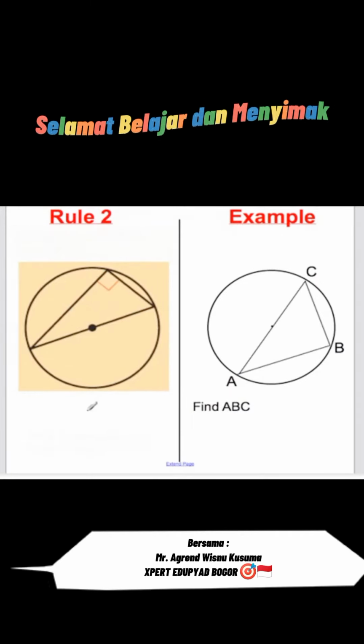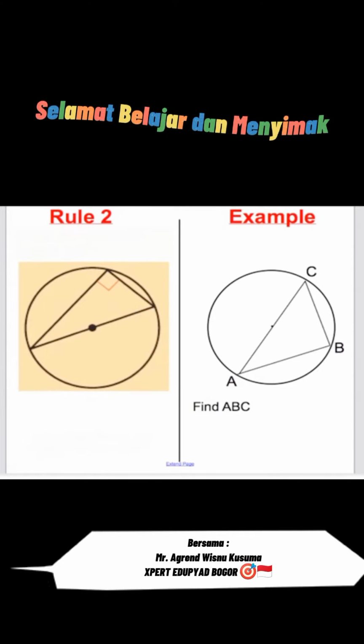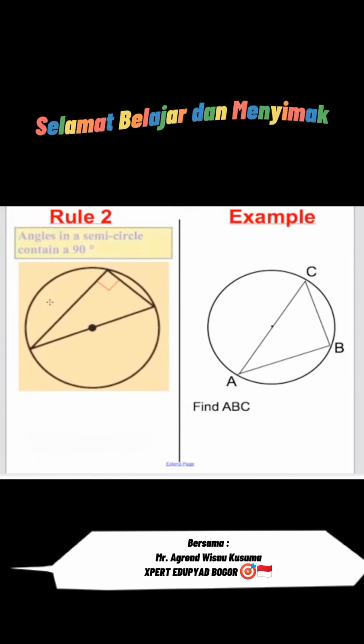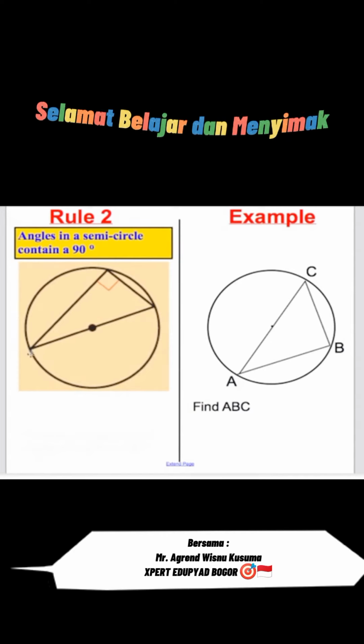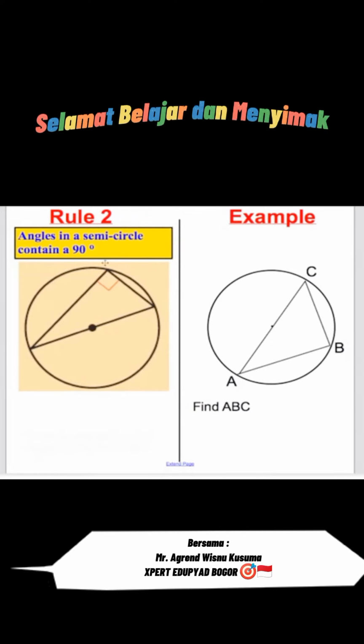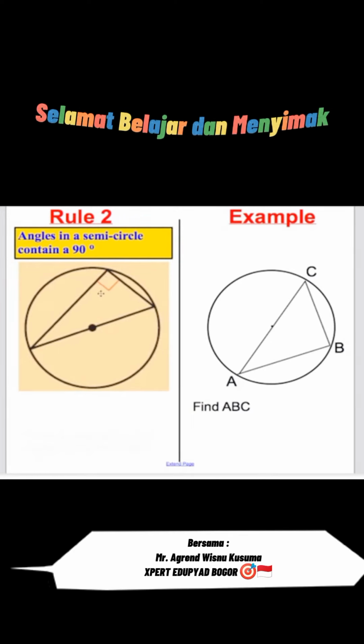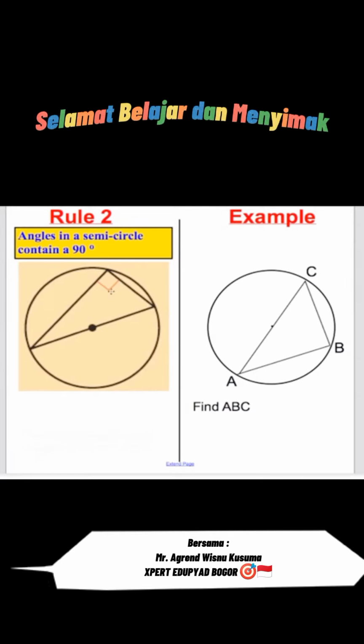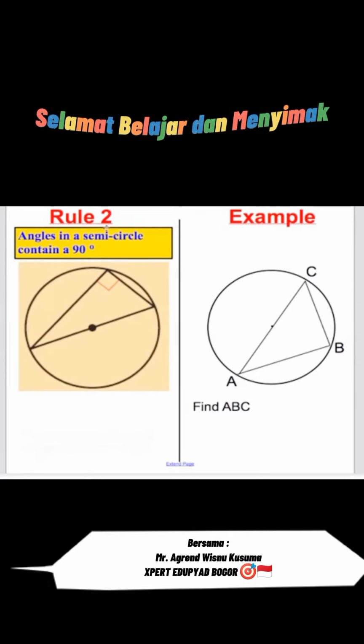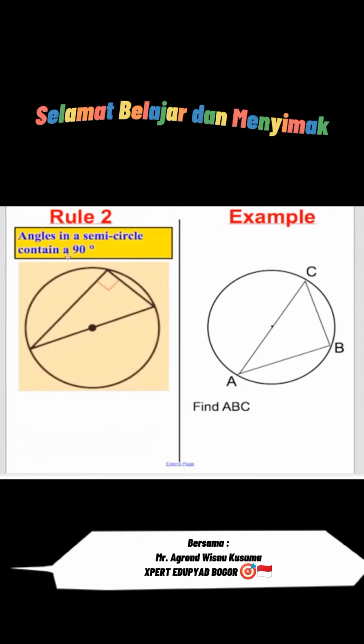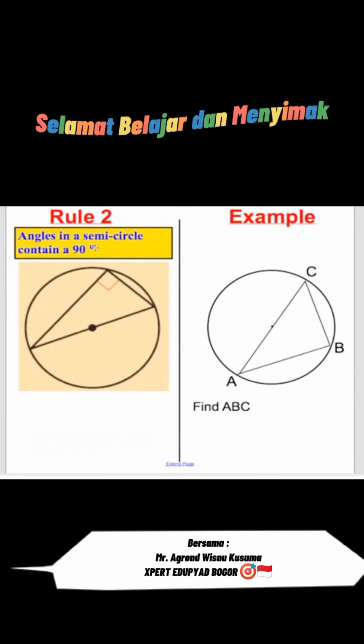Here's a picture for rule 2. What rule 2 says is that angles in a triangle that's in a semicircle inside the circle must have a 90 degree angle at the circumference. So a way to write it in the exam: angles in a semicircle contain a 90 degree.